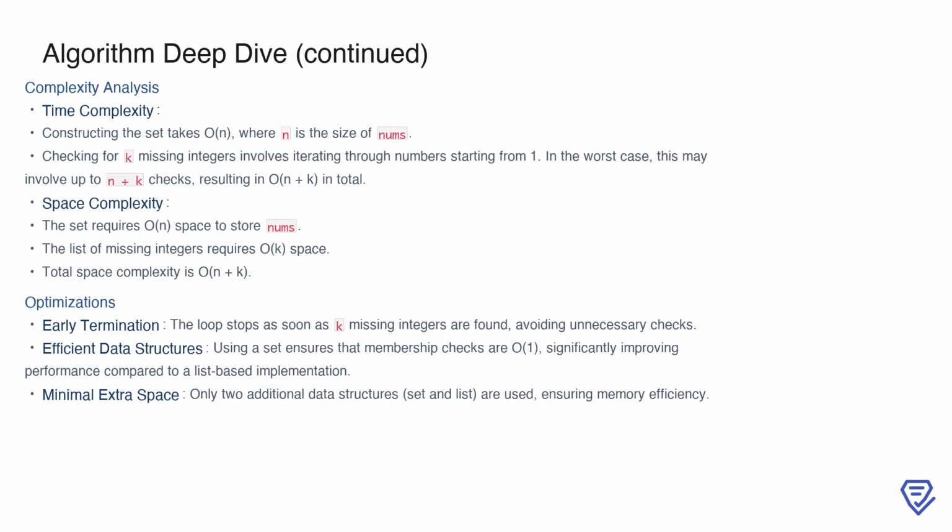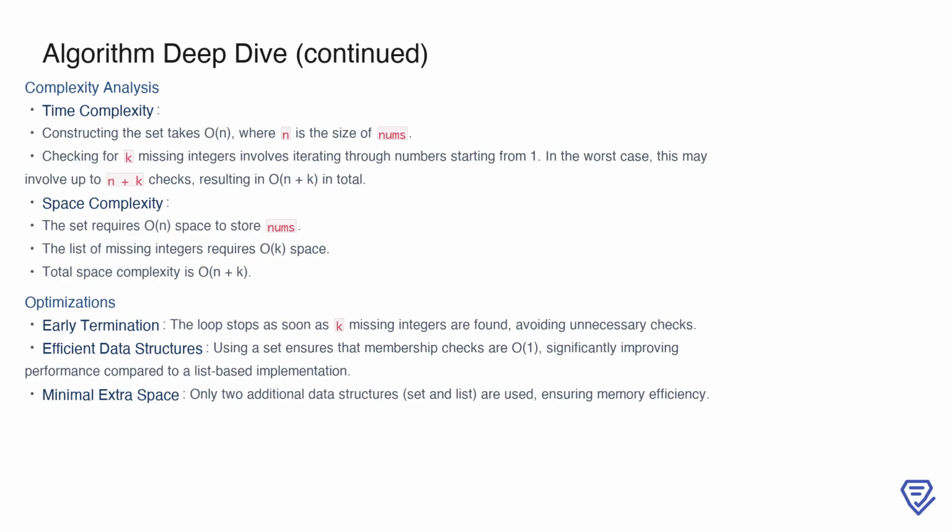Analyzing the complexity of this algorithm shows why it is efficient. Constructing the set from nums requires O(n) time, where n is the size of the input array. Finding the k missing integers involves iterating through numbers starting from 1. In the worst case, the algorithm may need to check up to n plus k numbers, resulting in an overall time complexity of O(n + k).